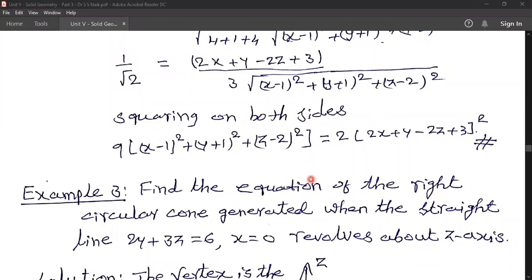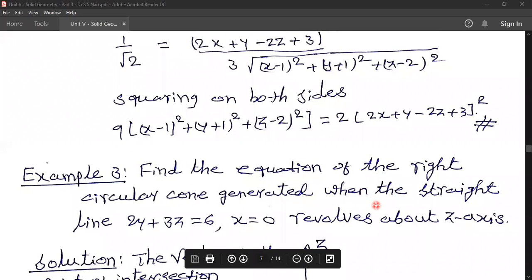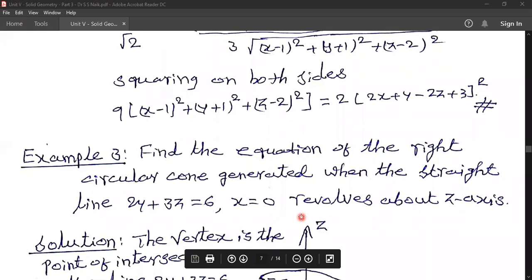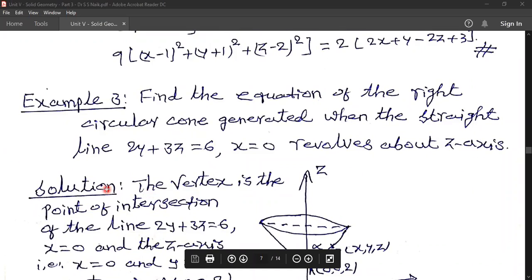Then we'll go to the third problem. Find the equation of a right circular cone generated when the straight line 2y + 3z = 6, x = 0 revolves about the z axis. Now here again we'll go for the solution of this.